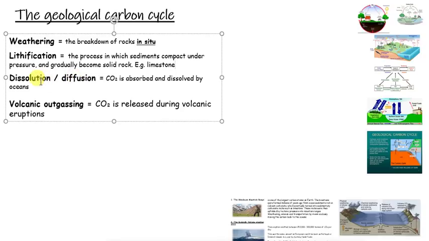Dissolution and diffusion, well, this is the process that happens in the surface level of the oceans, where CO2 is absorbed and dissolved by the oceans. And the oceans can also actually release it back into the atmosphere. Volcanic outgassing, a geography phrase really for volcanoes erupting and releasing CO2 back into the atmosphere. Alright, so these are in your booklets, I just thought I'd mention them.